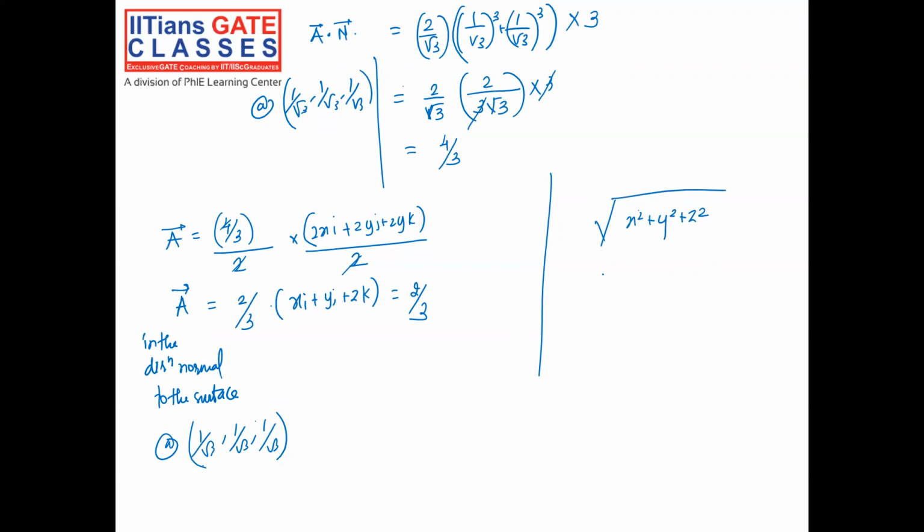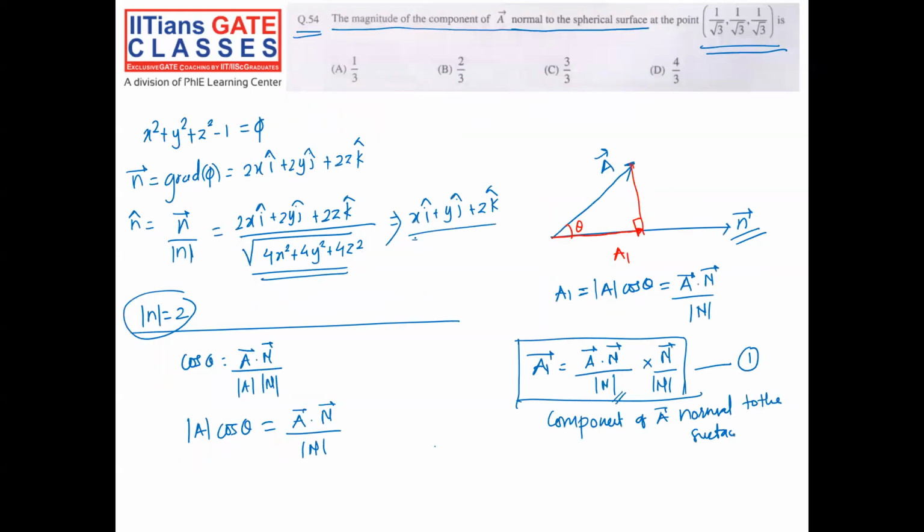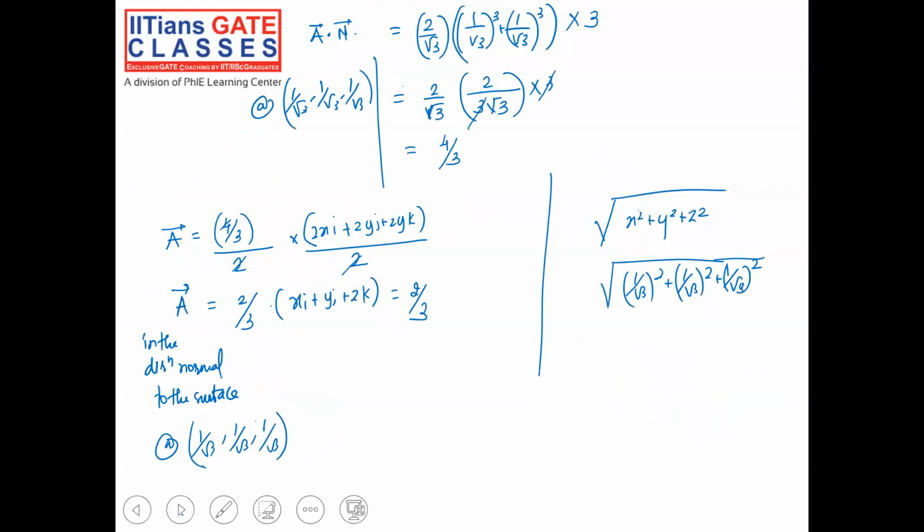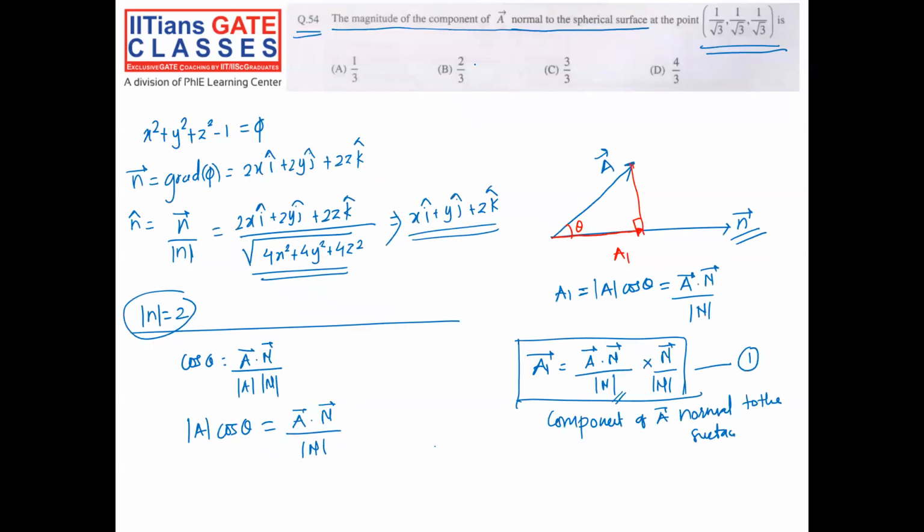And how much will it be? It will be under root of 1 by root 3 square plus 1 by root 3 square plus 1 by root 3 square. It is 1 by 3 into 3, the 3 will get cancelled, so it's 1. And if you remember, we have already seen this is a unit vector also, so you don't have to even perform this operation, and you can directly say 2 by 3 is the magnitude of the component of A bar normal to the spherical surface. Hence option B is correct in this case.